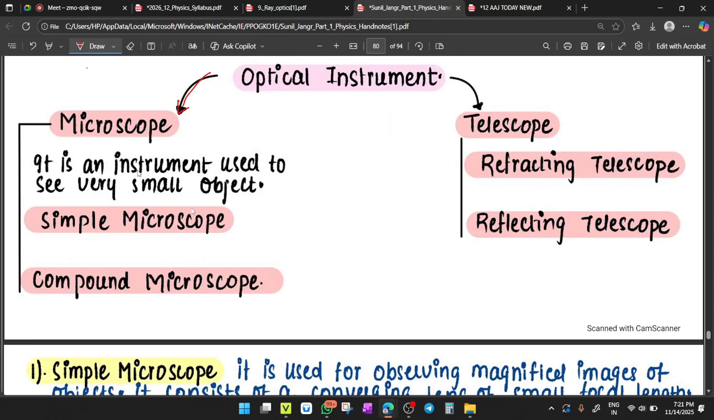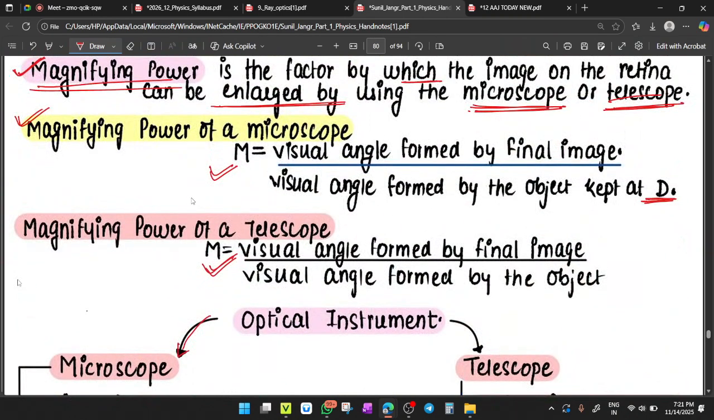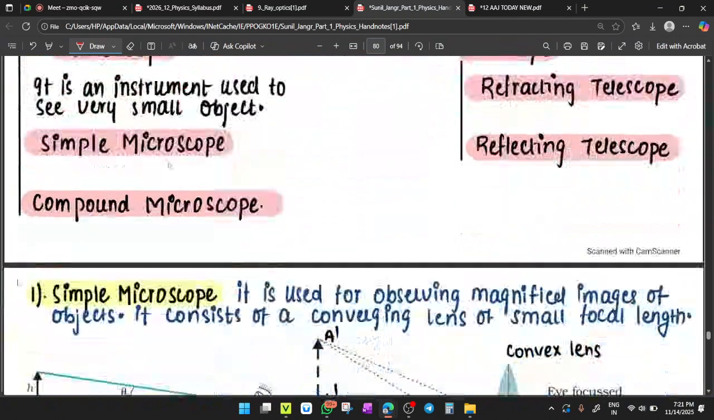This is the device used to see very small objects. The microscope will give a magnification to your object and you will have a magnified image. In a microscope you have to find the magnifying power. Later on we will find the magnifying power of a microscope.